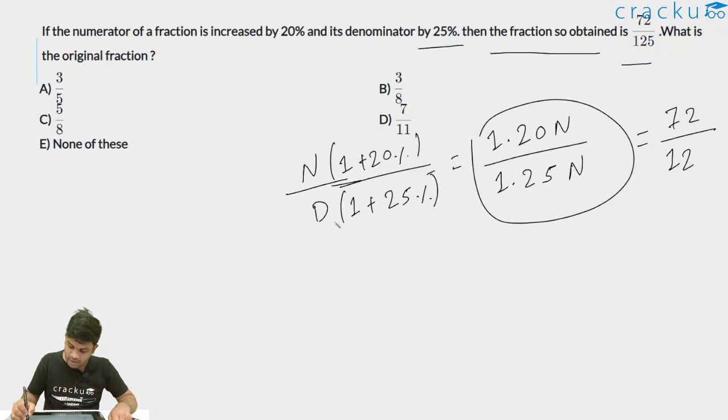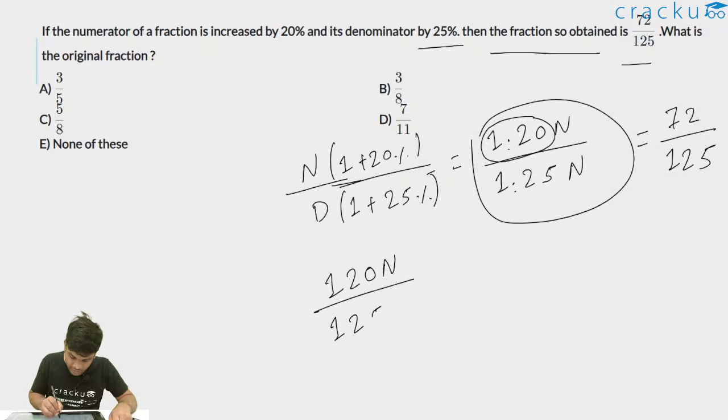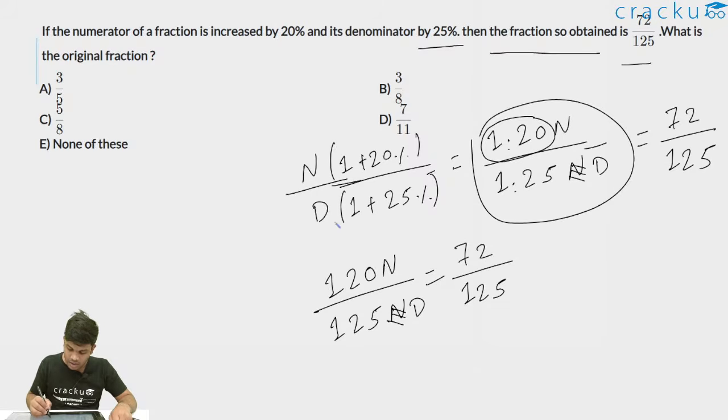Now here you can see that the decimal is after two digits, 2 and 0, and here also the decimal is after two digits, 2 and 5. So we can remove the decimal. So it is 120 n divided by 125 d, which is equal to 72 by 125. Sorry, it is not n, it is d here also. So this 125 and 125 will cancel out.